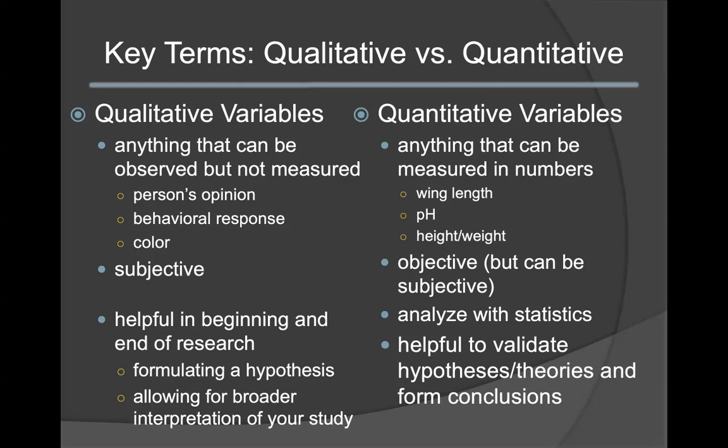Qualitative variables can be very helpful in the beginning and also at the end of research. So it's not as if qualitative variables have no context or have no value in science. They definitely do, but they're going to be helpful in different ways. So qualitative variables can be very helpful in formulating a hypothesis. Then you can develop quantitative variables to measure. They can also allow for a broader interpretation of your study. So what is the bigger picture? How is this going to affect things on a community type level? That might involve your qualitative variables.